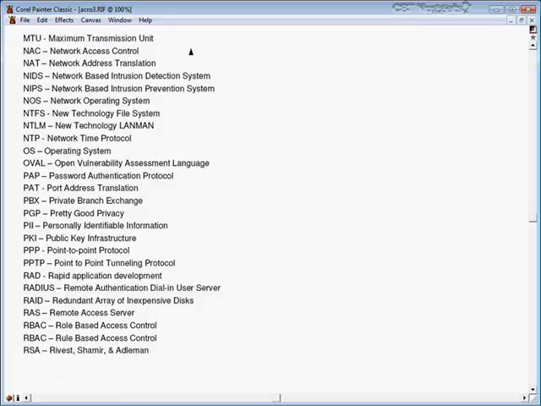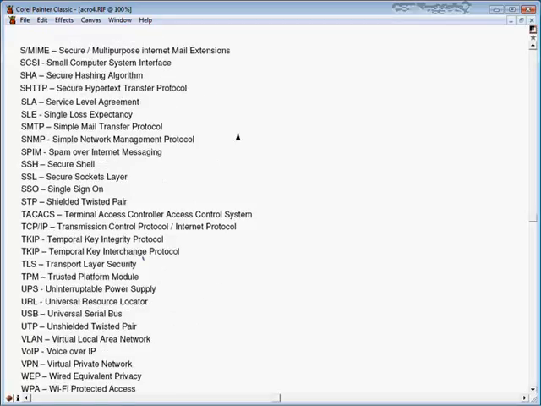MTU, Maximum Transmission Unit. OVAL, as I explained, the Open Vulnerability Assessment Language. PKI, Public Key Infrastructure, and Role-Based Access Control, also known as Rule-Based Access Control. And there's PII, Personally Identifiable Information. There's a bunch on this screen: SMIME, Secure Shell, TACACS, TCP/IP, VLAN, WEP and WPA for wireless. Make sure that you have these defined before you go take the exam.